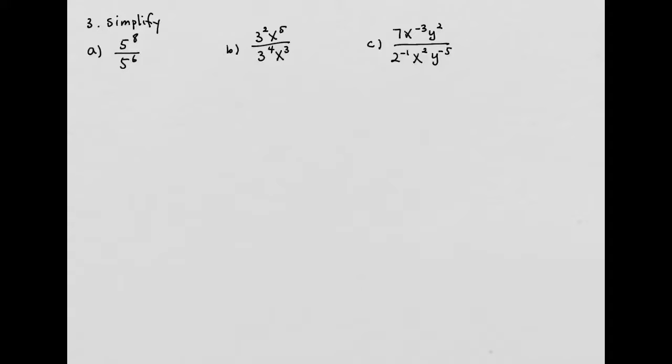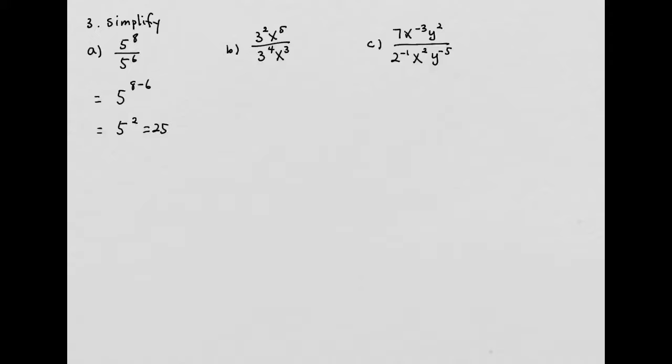Example 3, we're still simplifying. This time, what if we have the same base? So you can see you have 5 and 5 as the base. The only thing different is the exponents, and this is division. So this time, you should be able to write it as 5 to the 8 exponent minus 6. Remember, if it's the same base and that's division, dividing is the same as subtracting your exponents. So that's going to give you 5 squared, which is 25.